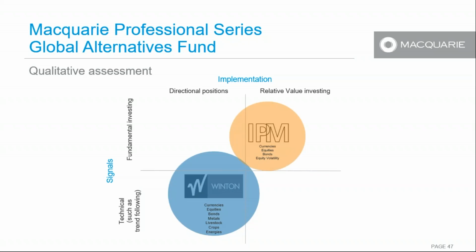Since the GFC, a proliferation of other trend-following managers entered the Australian market, in addition to fundamental managers with directional trades on assets such as equities. To diversify liquid alternative allocations further, our business found a relative value manager in Stockholm, Sweden, named IPM.